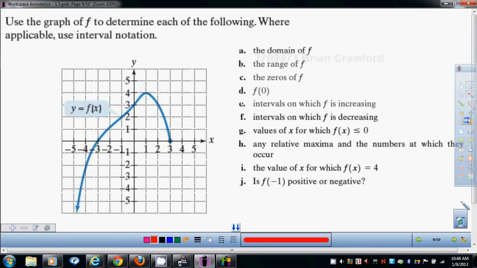Hey, this is the last slide, so as soon as we get this done, we're done. Part I. Zach. Where is the y value equal to 4? 1. Perfect. X equals 1. And is f of negative 1 positive or negative? Leslie. There you go. F of negative 1 is a positive y value.